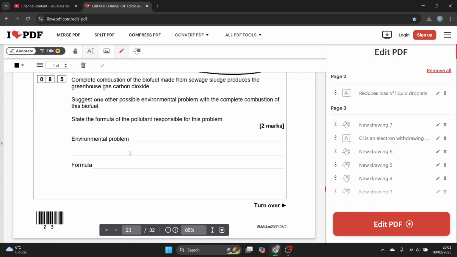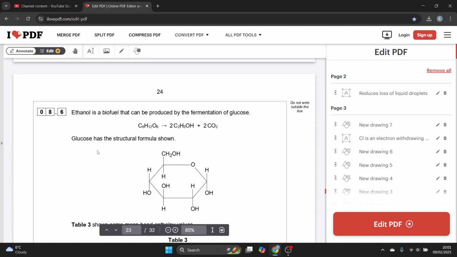Suggest one possible environmental problem with the complete combustion of this biofuel. Acid rain. SO2, sulfur dioxide, is the pollutant responsible for this problem.